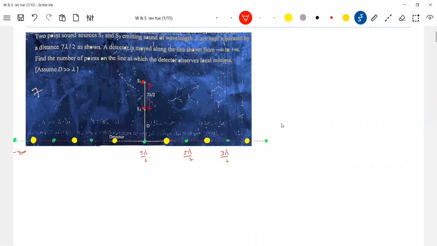Okay, no, don't write. Okay, let it be. Infinity will come afterwards. It should be like that. 3 lambda by 2, afterwards this will be lambda by 2. Similar on this one: 5 lambda by 2, 3 lambda by 2, lambda by 2. Then comes the infinity. So as you move from minus infinity to plus infinity, how many minimas are you going to see? 1, 2, 3, 4, 7. Answer should be 7.